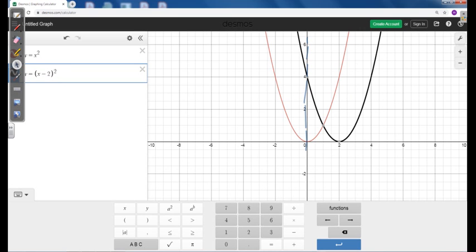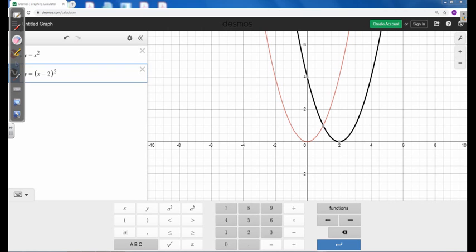All right, what happened here? Which way did it shift? That way is what? One over horizontally. Okay, so x 1. No, it's 2. But which way? Right, 2 to the right. Right, so it shifted 2 units to the right. Okay?